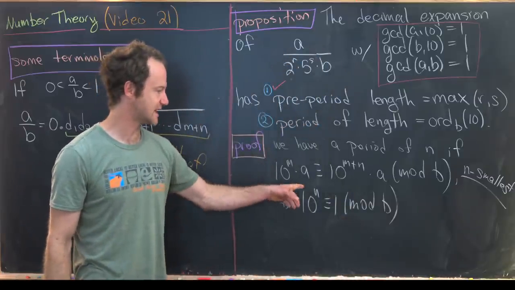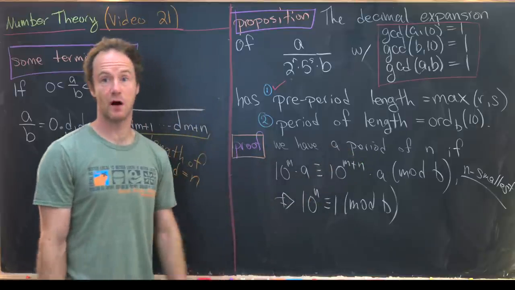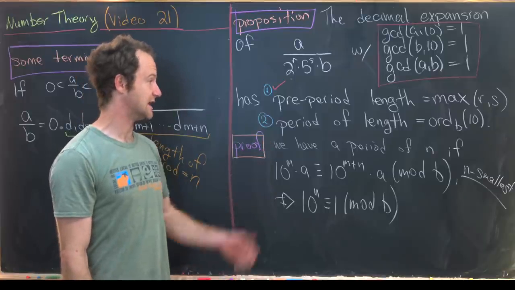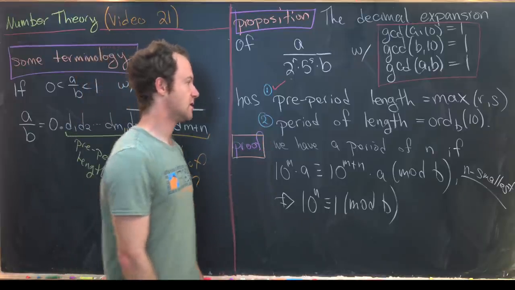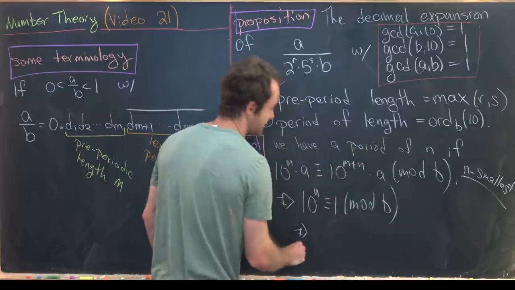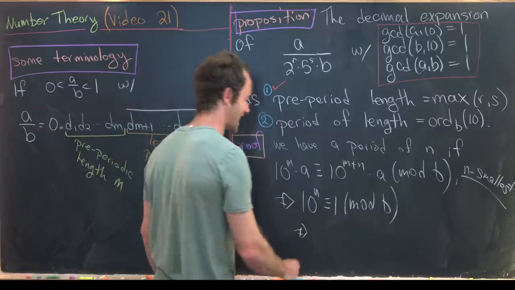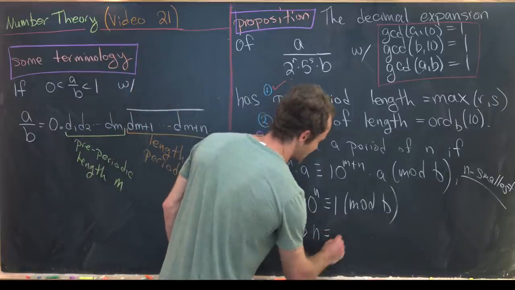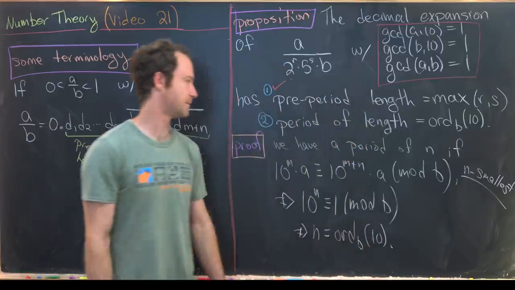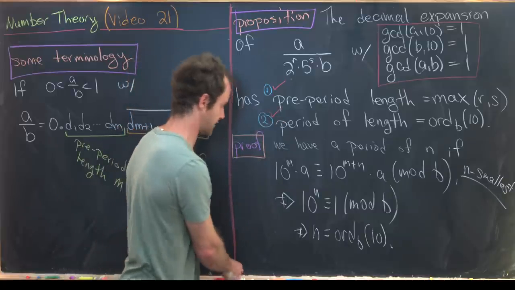Okay, but notice we've got 10 to the n is congruent to 1 mod b, and n is the smallest number that makes that occur. And n is also the period. But notice that we've set this up exactly. This smallest number such that this kind of thing occurs is exactly the order. So we have n is equal to the order mod b of 10. Okay, so that finishes the proof of this second little thing.